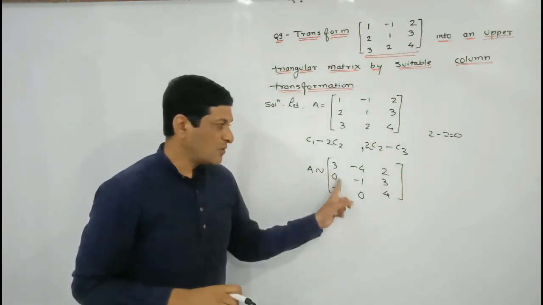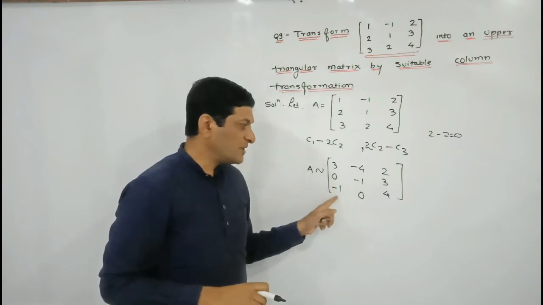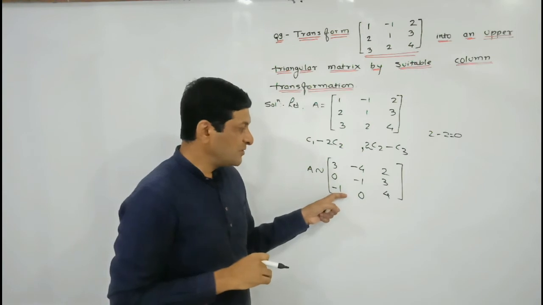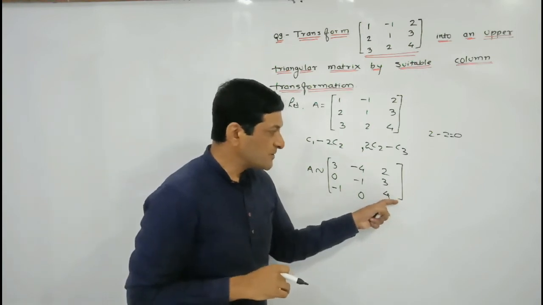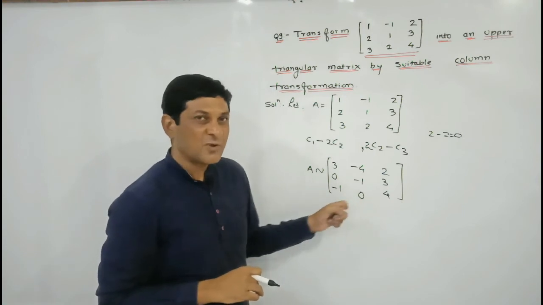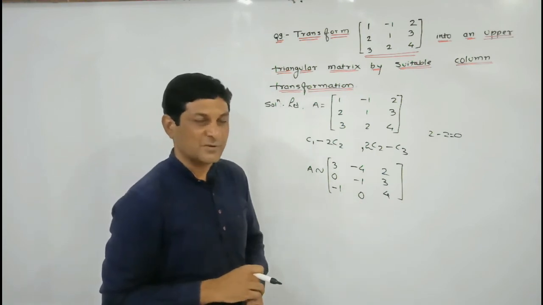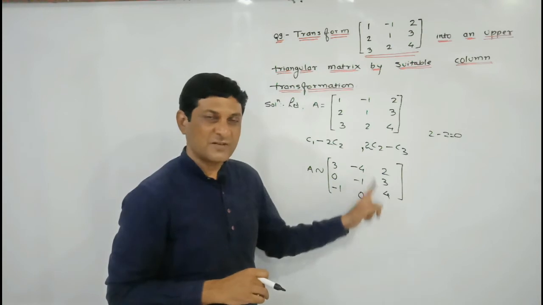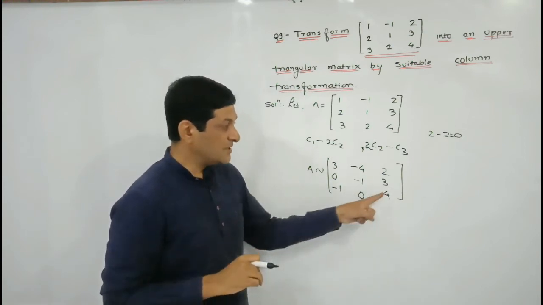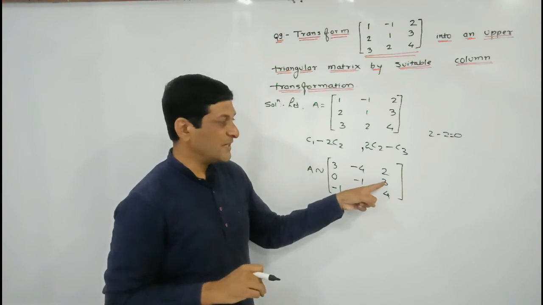In this way we have got 2 elements. Lastly we have to convert this element into 0. Now to convert this element into 0, we have to use the corresponding element of C3, because C2 we cannot use because 0 is there. 0 is not helpful to convert it into 0. To convert this element into 0, definitely here we have to make use of which column? Third column. But in this case, if you observe, this element is 3.